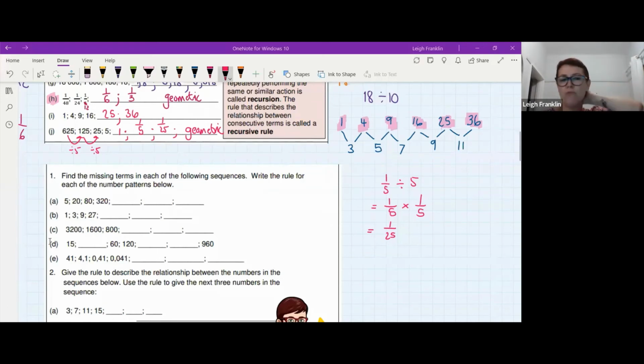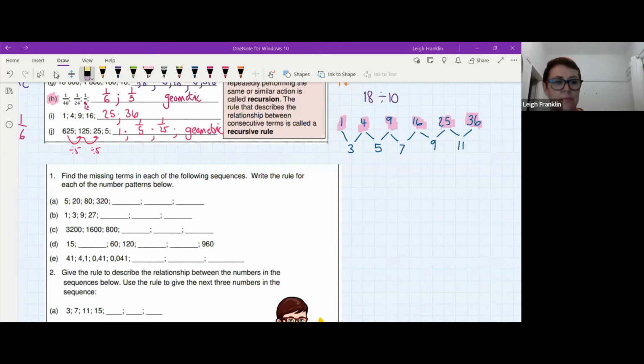So when they say write the rule, I'll do an example with you, and then you guys can try this on your own. Let's do the first one together. The first number is 5, the next number is 20, the next number is 80, the next number is 320. What do we think we are doing each time here? Masizazi, what are we doing?